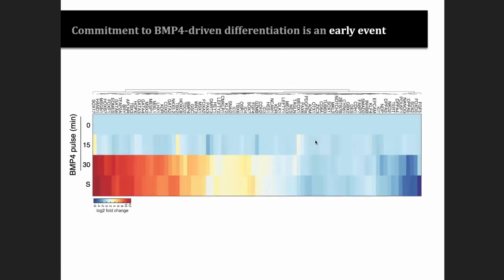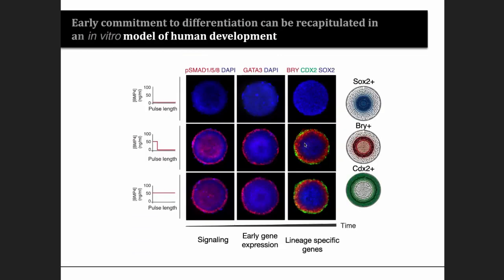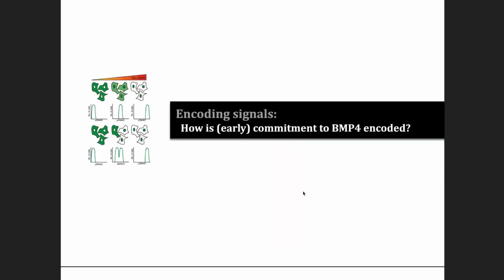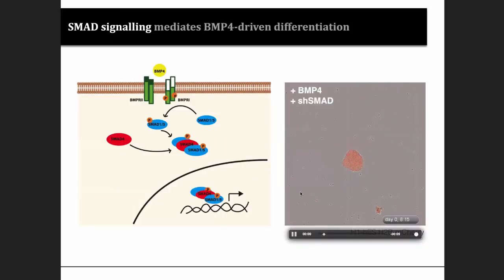She saw this, of course, for a variety of other genes, but importantly, when we use our micropattern system, you see that the pulse of BMP gives rise to exactly the same signaling, exactly the same first waves of gene expression, and exactly the same hallmarks of gastrulation that we see when we stimulate with sustained BMP. So this was extremely exciting. Now, how are these signals decoded by the cells?